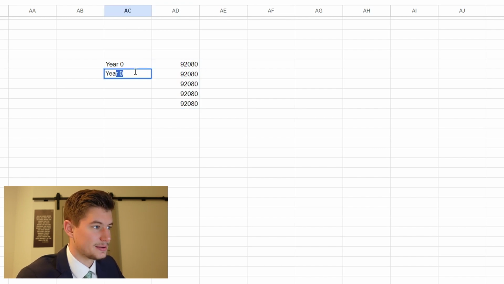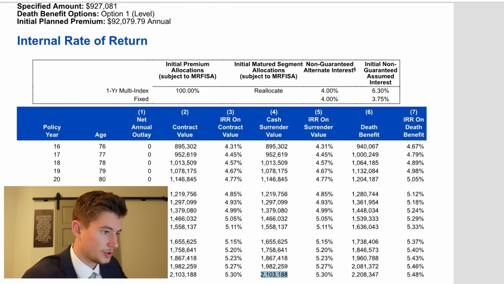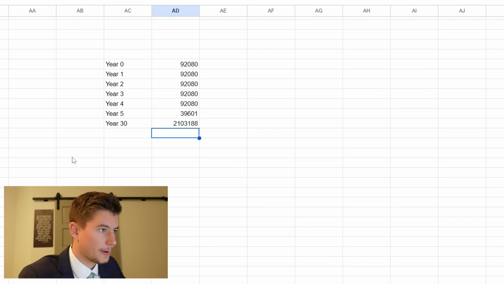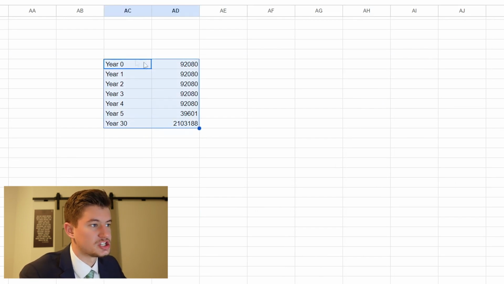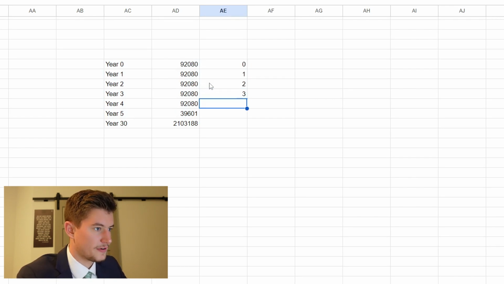So this is at the beginning of each year. It's the beginning of year 1, beginning of year 2, 3, and 4. At the beginning of year 5, we put in 39,601. So let's put year 5 there. And then at the end of year 30, we have our cash value, 2,103,188. Okay, so we have our numbers here. We have which year they're happening in. So I'm gonna put that number next to them. 0, 1, 2, 3, 4, 5, and 30.